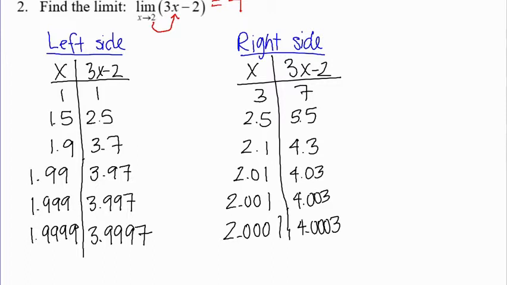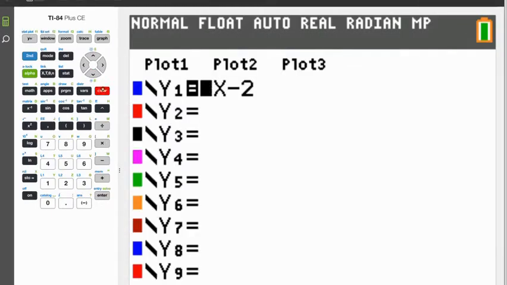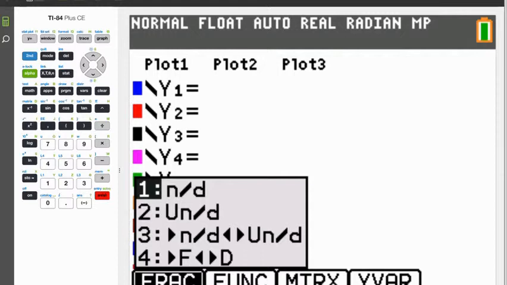Let's look at another example. I have the limit as x approaches 1 of x cubed minus x squared plus x minus 1 over x minus 1. If I try to just plug 1 in for x, I'm going to have a problem because I'm going to end up dividing by 0. So that is one example of where plugging the x value into the function will not give you the value of the limit, but we can use our calculators. So I'm going to type in my function.